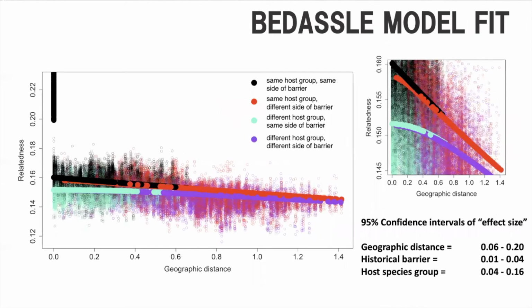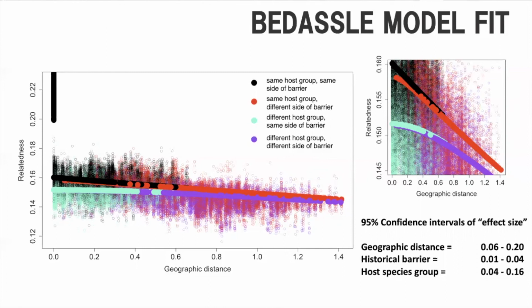And then if we look at the model fits here, the colors represent whether you're in the same host group or the same side of a barrier, plotting relatedness across geographic distance. When we zoom in on the right-hand side of the screen, you can see that there is a clear effect of different host group. So you're more related to each other if you come from the same host group.